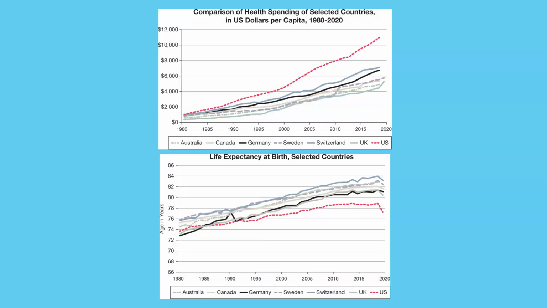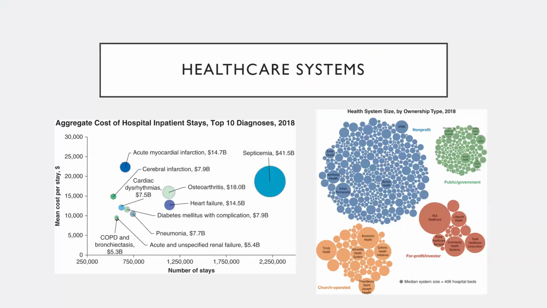I think we've all seen charts like this before, with the US healthcare being the most expensive in the world, and often towards the bottom of lists for things like life expectancy and infant mortality when we look at developed countries. Just a brief overview of the healthcare landscape.